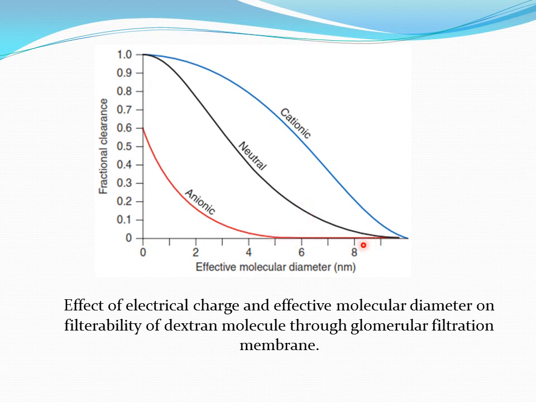Here, if you look between 4 and 8 nanometer, all the cationic particles can be easily filtered. The neutral ions, though they will be filtered, are comparatively less permeable than the cationics. And you can see that the anionic particles above the 4 nanometer size are not going to be filtered.